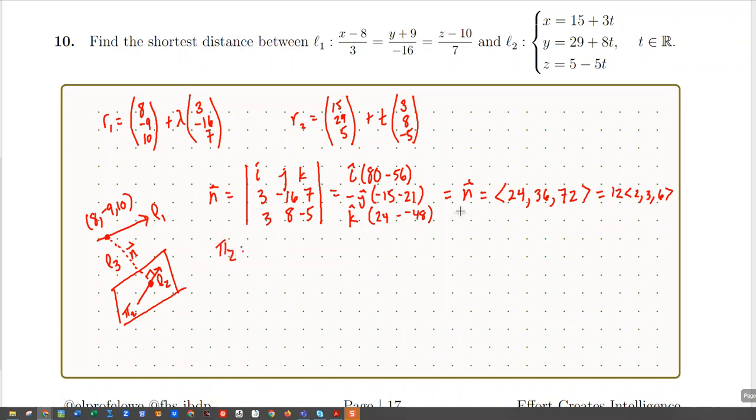Well, the equation for plane 2 will be 2x plus 3y plus 6z is going to be equal to, and I'll have 2, 4, 6 dotted with a point that's in plane 2.